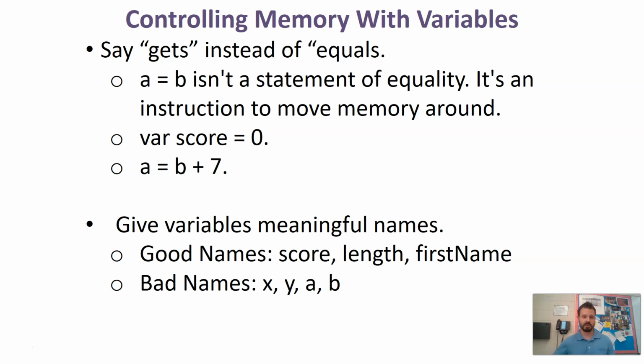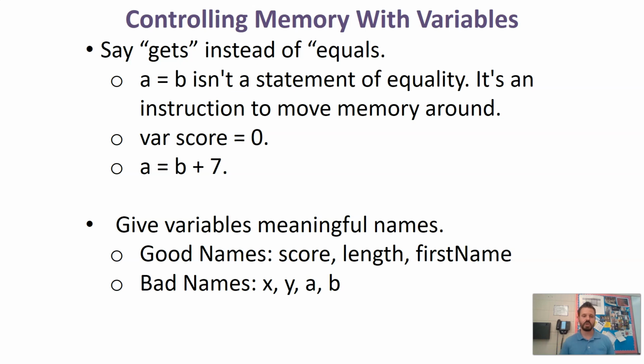Okay, same thing with these other bullet points. Var score gets 0, not score is equal to 0, but it gets the value of 0. Or A gets the value of B plus 7. All right, it's a different way to think about it. This isn't math class. We're not talking equals. We're talking assignment.